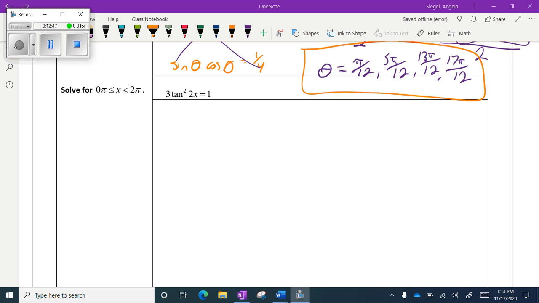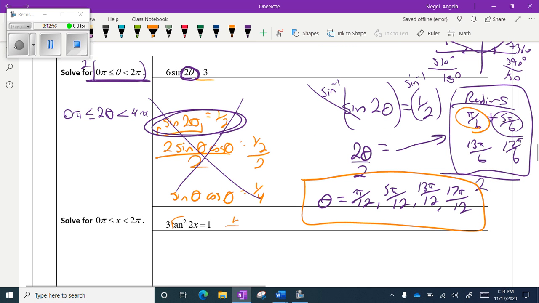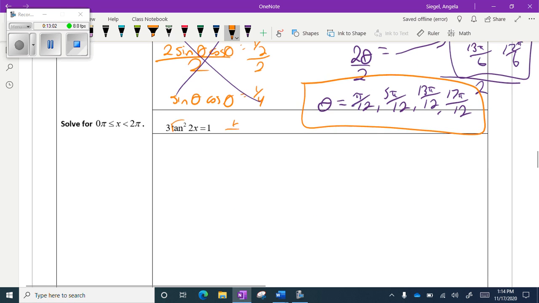I want you to go ahead and set up this process here. Just remember that when you take the square root, you're going to have both the positive and negative of your answer here. So this is going to be all 4 quadrants, positive, positive, negative, negative. So see what you can do there.